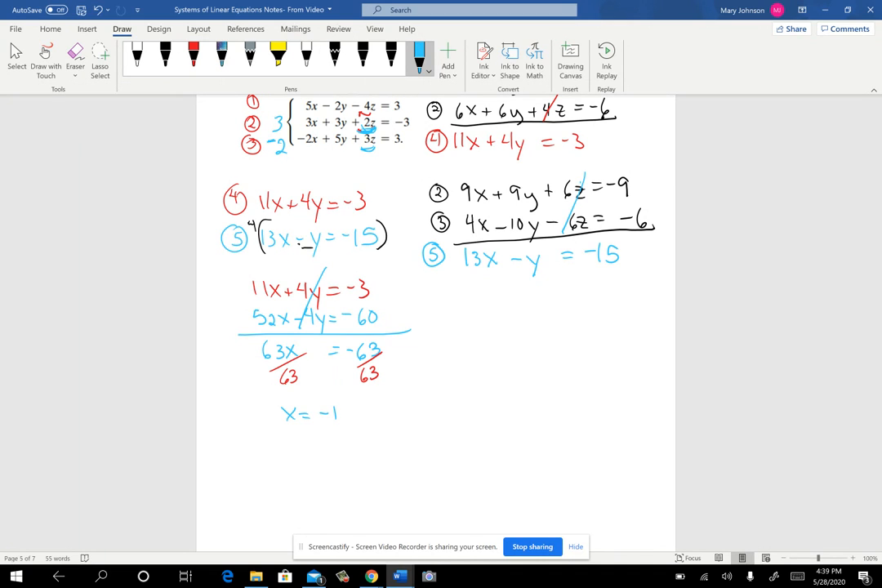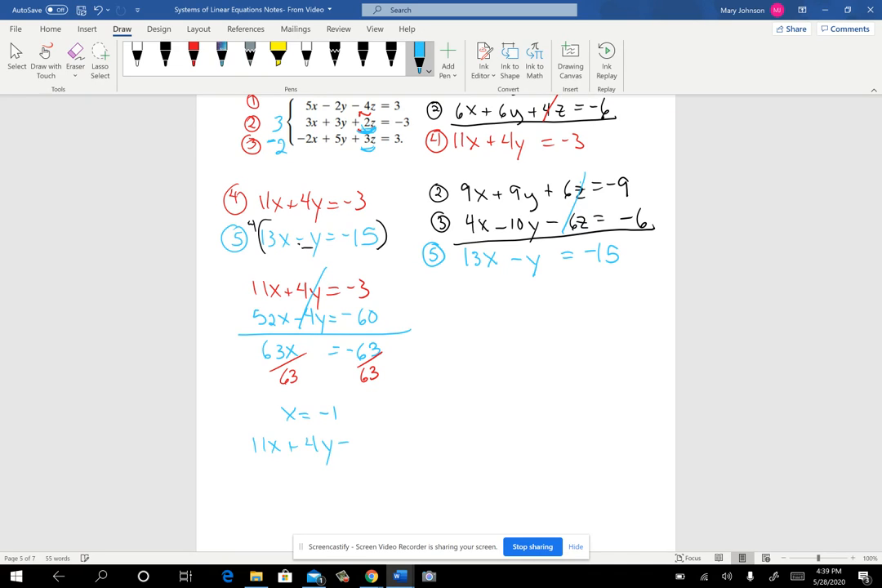All right. Now from here, you ought to have a good sense of what to do. The only logical thing would be to go find an equation that only has one other variable besides an x. So that means go take either equation 4 or equation 5. Okay. All right, so I might go to equation 4.